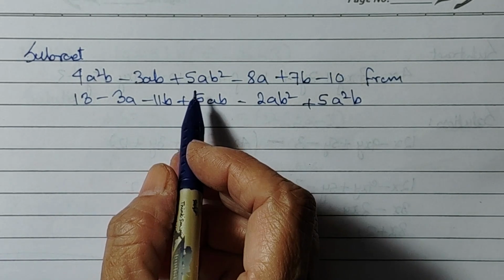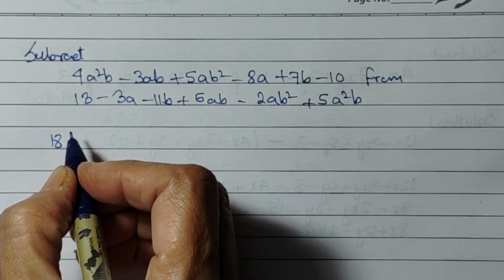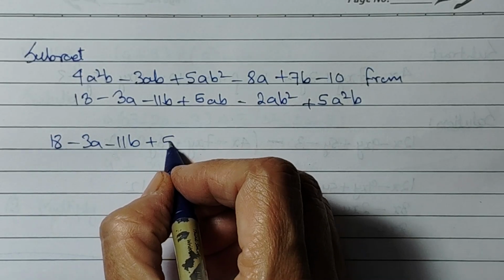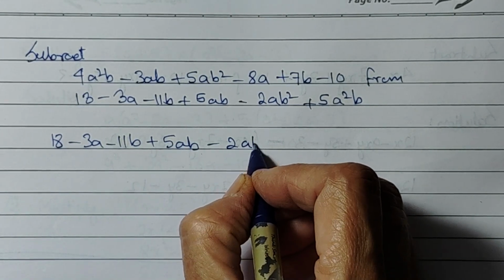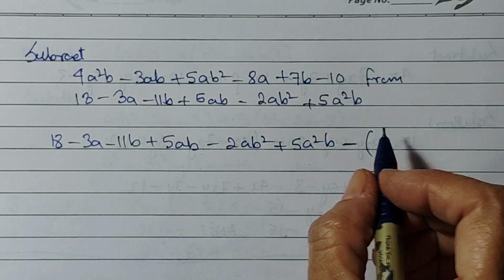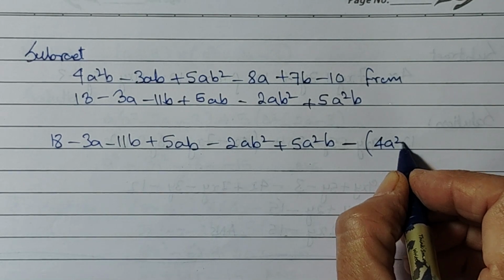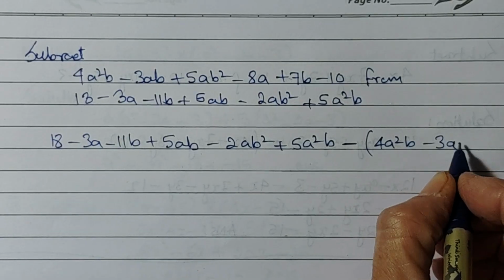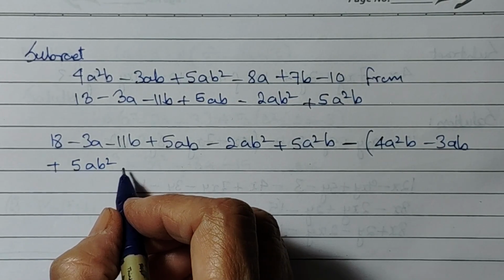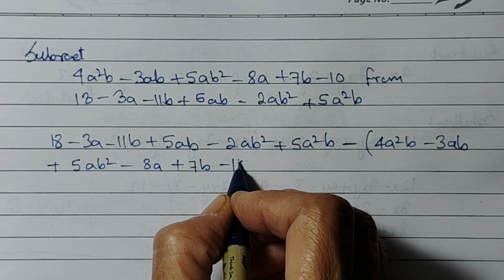So we have to subtract this from this. First we write this term, it is 18 − 3a − 11b + 5ab − 2ab² + 5a²b, minus, first term will be written here with 4a²b − 3ab + 5ab² − 8a + 7b − 10.